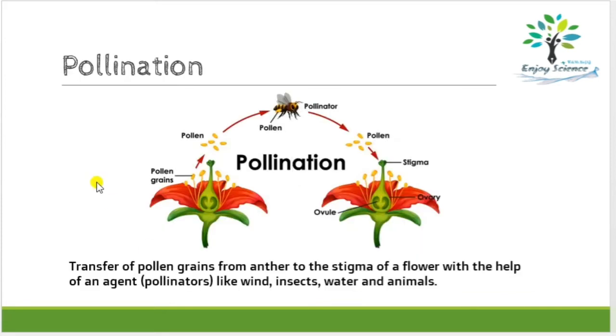Now let's see the first step of sexual reproduction in flowering plants, that is pollination. Pollination means the transfer of pollen grains from the anther to the stigma of a flower with the help of an agent, also called pollinators, like wind, insects, water and animals. So you can see this diagram. Pollen grains produced in the anther are transferred by a pollinator to the stigma. This process is called pollination.